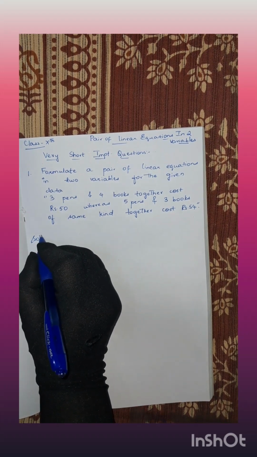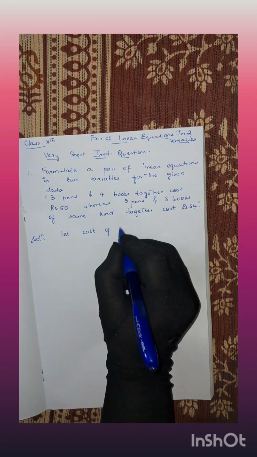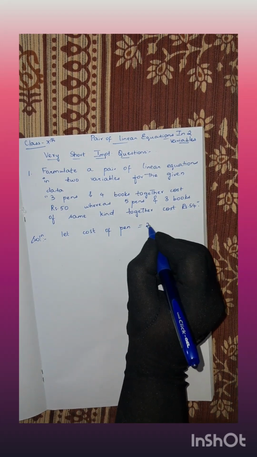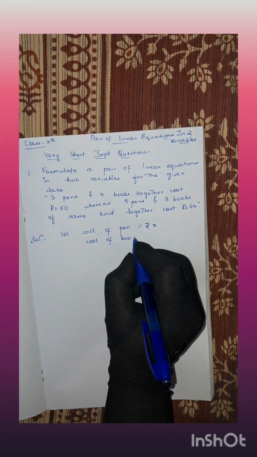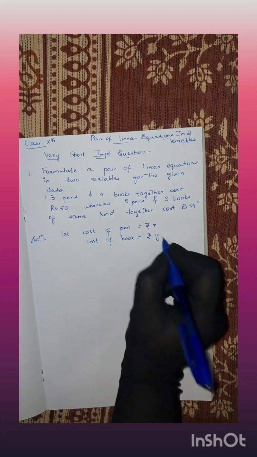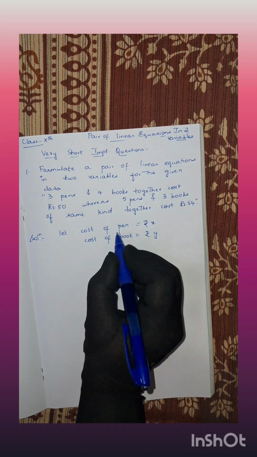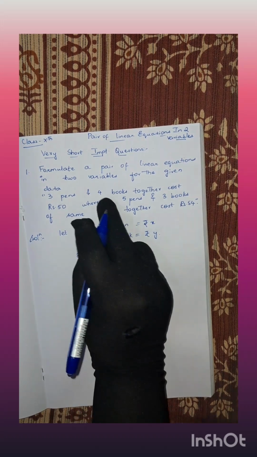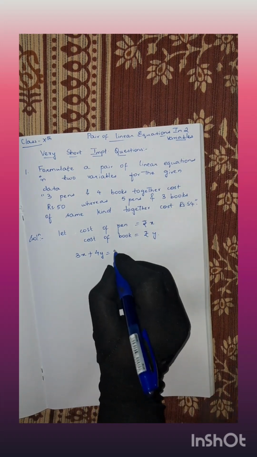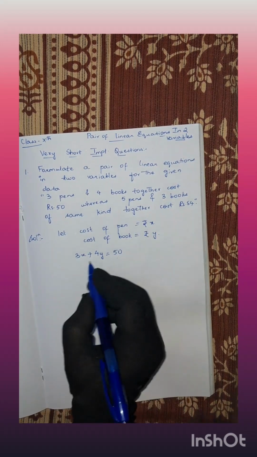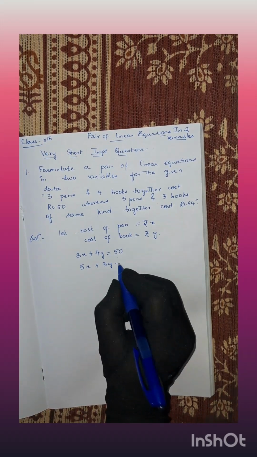Let us solve it. As per the question, let us suppose the cost of a pen be rupees x and the cost of a book be rupees y. In the question it's given that 3 pens and 4 books together cost rupees 50. 3 pens means 3x plus 4 books 4y is equal to how much it is costing? 50, right? And next, 5 pens and 3 books. 5 pens means 5x plus 3 books means 3y is equal to how much?